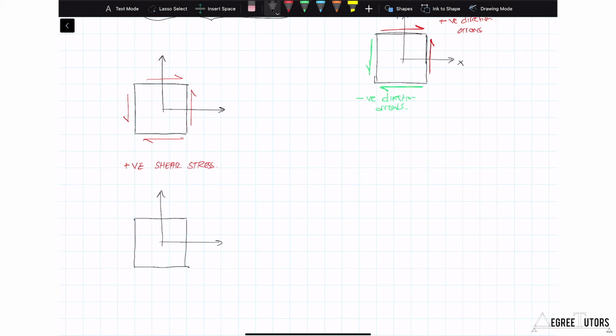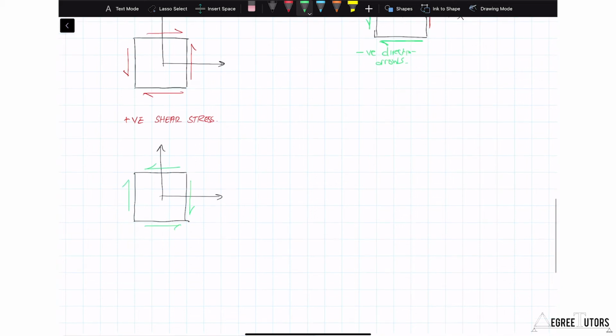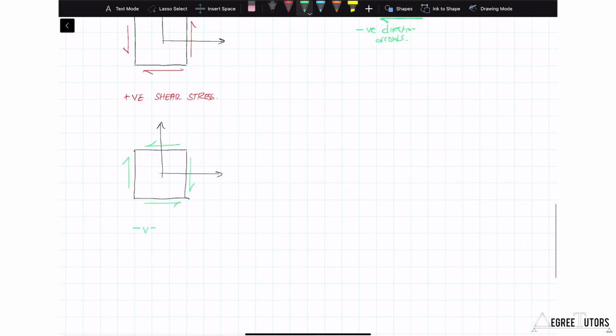Now, if I think about my right-hand vertical face, if I'm defining negative shear stress, that right-hand vertical face is a positive face. And so to get a negative shear stress there, the arrow must point in the negative axis direction, which is going to be downwards. And of course, that defines the direction of all of the other arrows. So that one goes there, that one goes there, and that one goes there. All of those are negative shear stresses.